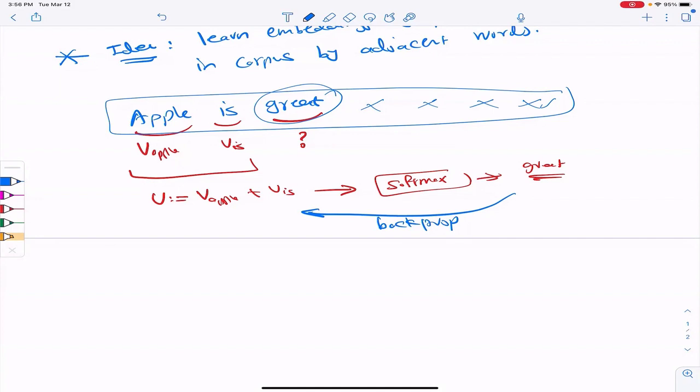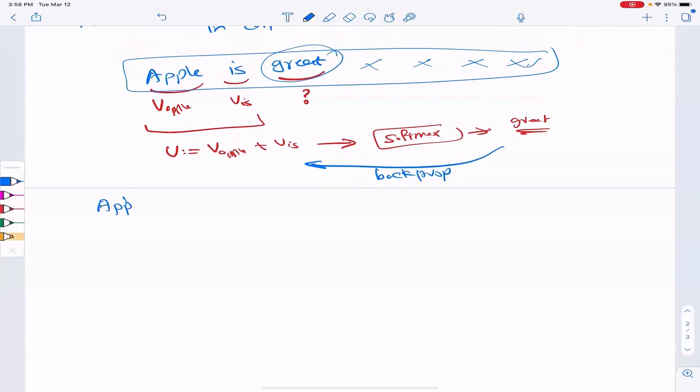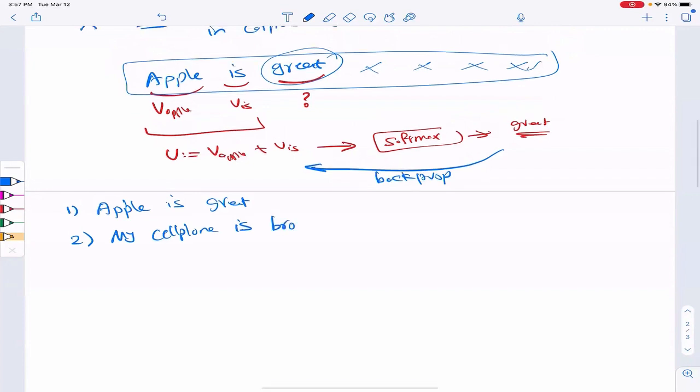Yeah, that is true, but I'm looking for something even simpler than that. Maybe I can give an example along the answer that your friend mentioned. Let's consider two sentences. Apple is great, and my cell phone is broken. Great. Okay. So let's look at the word great.